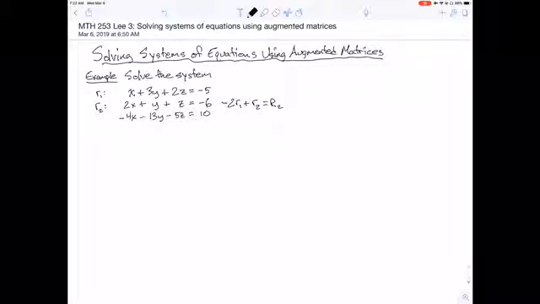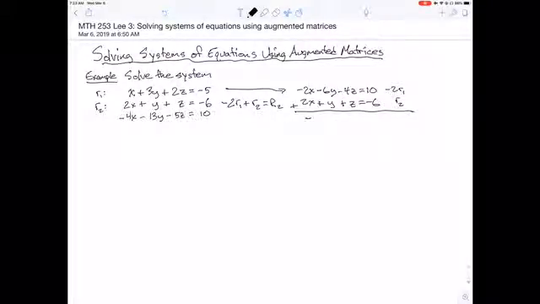Throughout this, I'm going to use uppercase R sub 2 to indicate the new second row, and lowercase to always refer to the current second row. So if I take negative 2 times the first row, that's going to give me negative 2x minus 6y minus 4z equals positive 10. And that refers to negative 2 times the first row. I am now going to copy the second row over. That's 2x plus y plus z equals negative 6. And I'm going to add those two together. And when I add, the negative 2x plus the 2x cancels out. I don't have anything there. The negative 6y plus y gives me negative 5y.